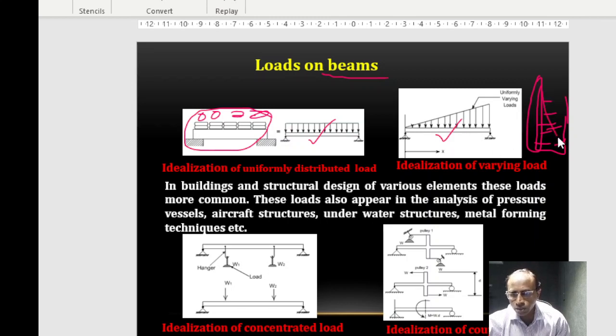At the bottom you will have the largest intensity. As we move to the top, it will be less. So this kind of loading will be acting.